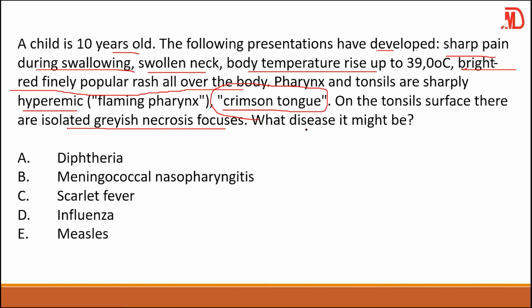What disease might this be? And definitely, you are looking at what? Scarlet fever.